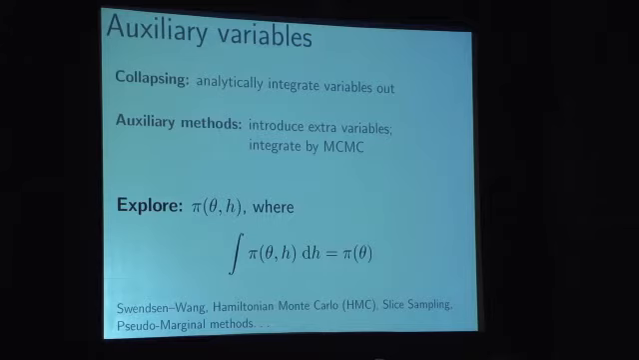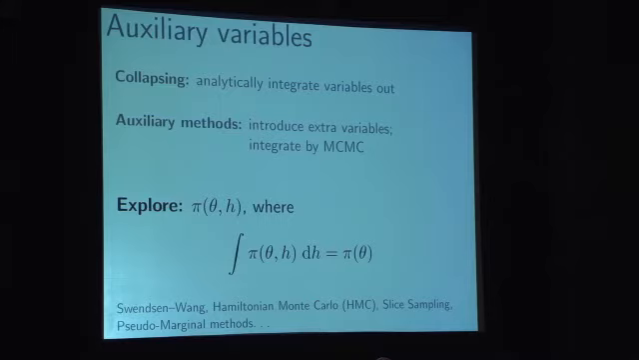And pseudo-marginal methods are just clever auxiliary variable methods where the auxiliary variables you introduce allow you to use estimates of your distribution rather than exact computations. So the auxiliary variable method I'm going to quickly tell you about is called slice sampling because it's a beautiful, simple method, and it's one that I think is a really good entry into running MCMC if this is something you want to try out yourself.